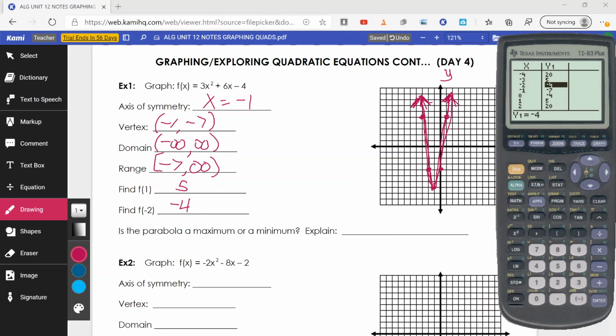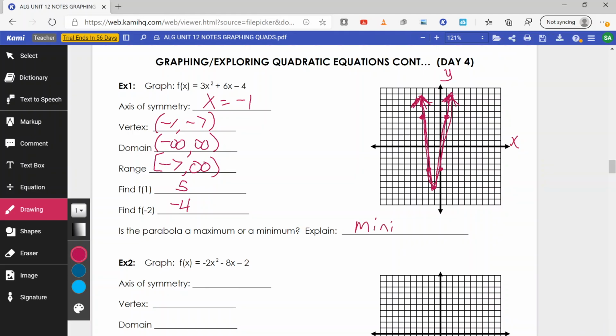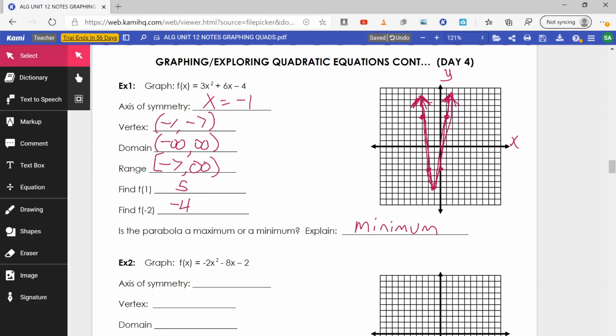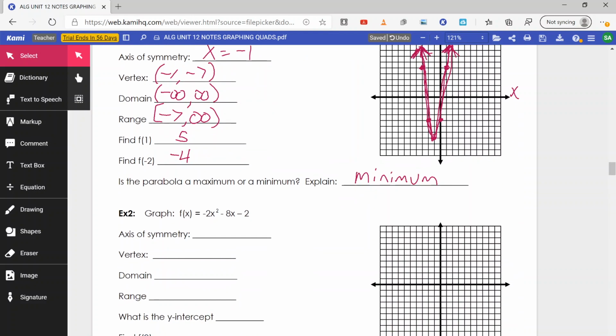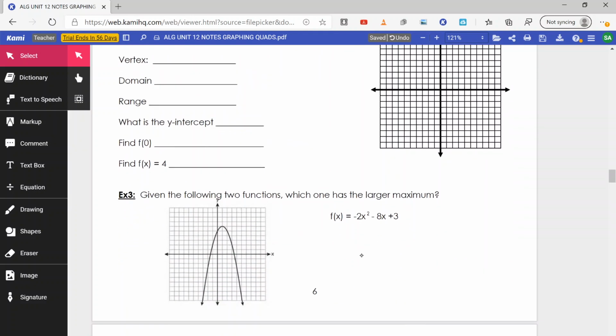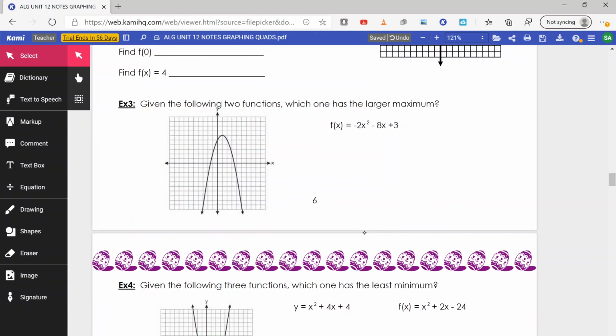Now, do I have a maximum or a minimum? Does this mean my turning point is the lowest point or is it the highest point? On this graph, it's the lowest point. So we have a minimum. Now we can do the same thing for the second problem, which I'm going to skip because it's basically the same thing, and we took a look at it yesterday as well.